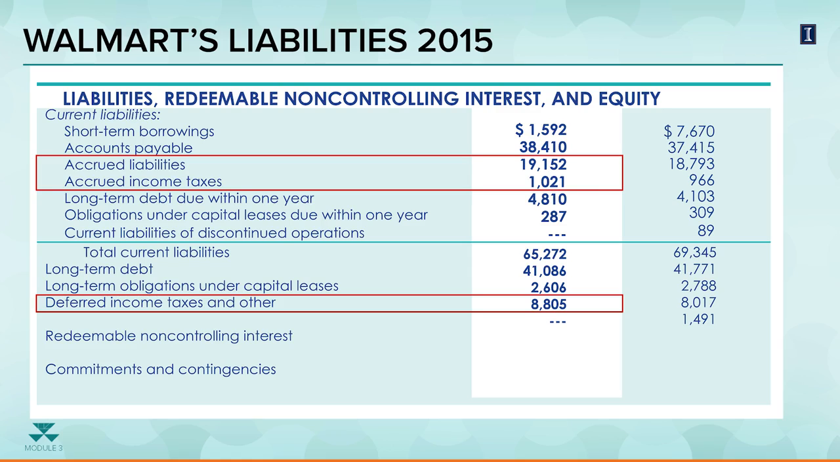The second one is accrued income taxes. The amount is 1,021. As you can understand from the name, here we have Walmart, which is supposed to pay tax to governmental authorities. They didn't pay it yet, therefore it is recorded as accrued income taxes. And similarly, we also have deferred income taxes and other of 8,805. This is the same as accrued income taxes, but notice that it is under long-term liabilities. So basically, Walmart is supposed to pay to government authorities at least 8,805 for its tax expenses.